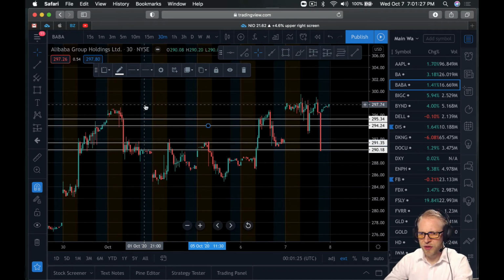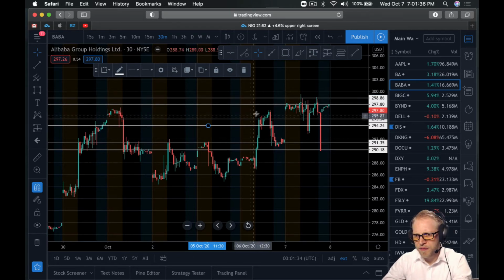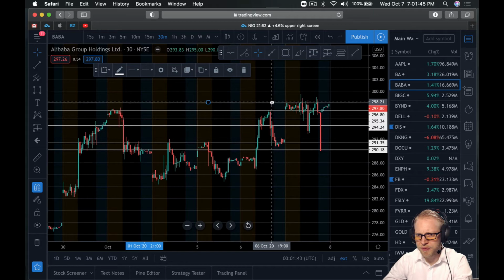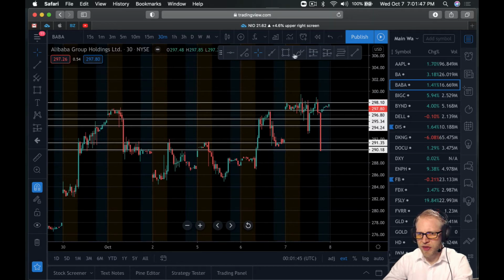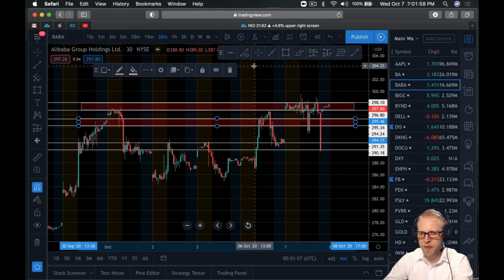That is your zones. See, this zone's pretty close. This is why I like to paint them. So it's probably more like that. And let's throw in some color. These are the levels I'd be paying attention to on ticker symbol BA.